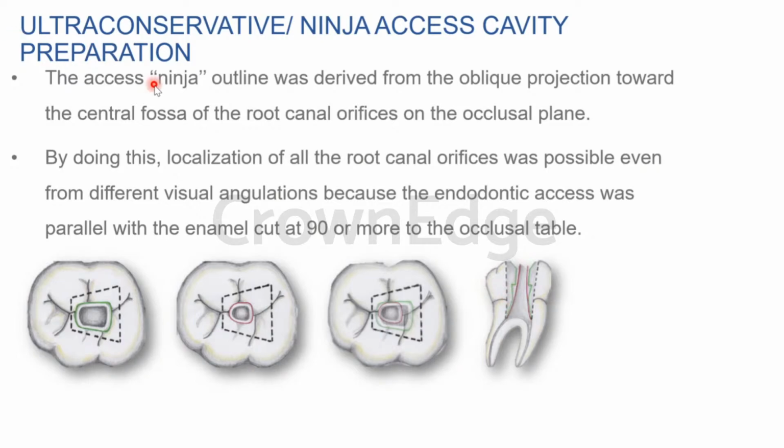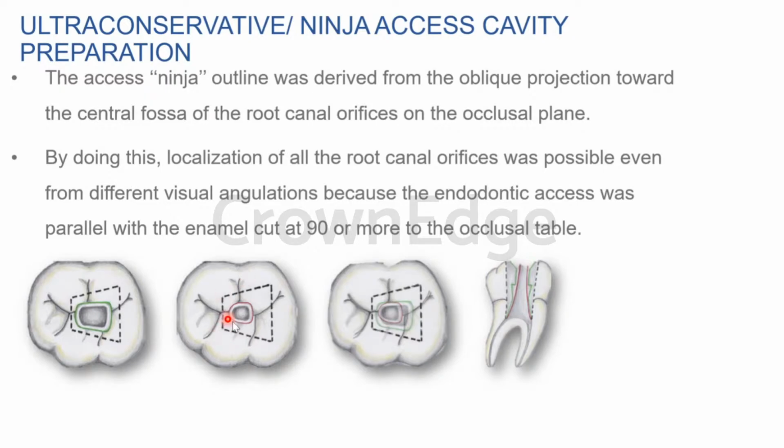So the ninja outline or the ultra conservative ninja access cavity preparation suggests that this red box be your access cavity, that smaller hole for accessing all your root canal orifices which are beneath it. If you see this trapezoid over here, the black dotted line, this trapezoid is what was suggested in your traditional access cavity designs. That is, this box is the amount of enamel and dentine which has to be removed in order to gain straight line access into your root canal orifices.